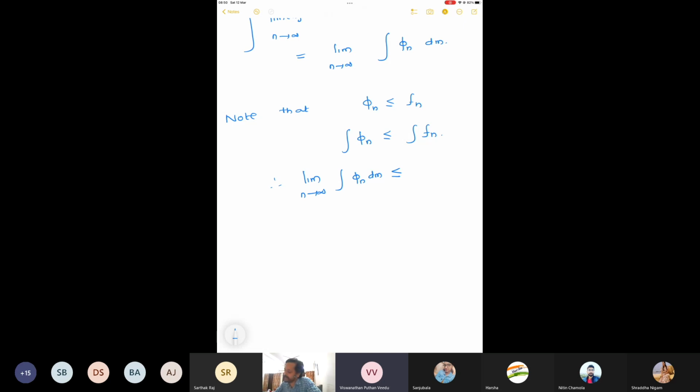This is true for every n. Can I write this is less than or equal to the limit of the integral of f_n dm? No, because I don't know whether the limit of the integral of f_n dm exists or not. But I can write it is less than or equal to the limit infimum as n tends to infinity of the integral of f_n dm.